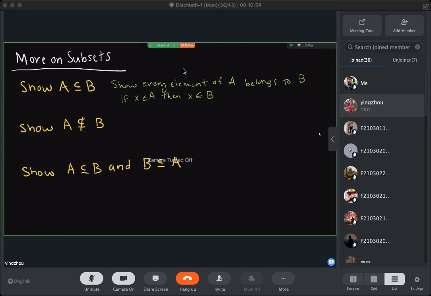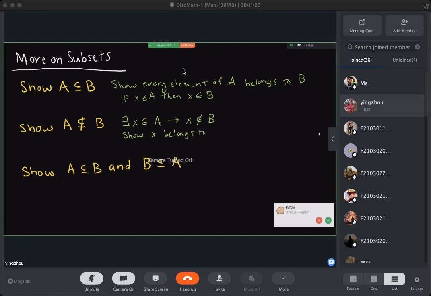Obviously, if I want to show that A is not a subset of B, all I have to do is find some example that shows that it's not true, essentially. So I'm going to find an element. If there exists some element x that belongs to A that does not belong to B, essentially that is what I want to do. So show it belongs to set A, but not set B.